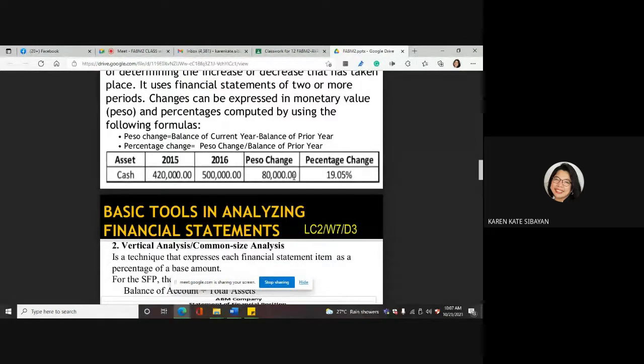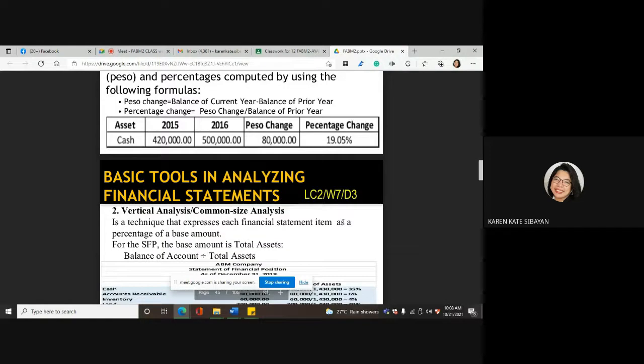How many percent? So the peso change, 80,000, divided by the balance of the prior year, 420,000, times 100, resulting to 19.05%. That is the percentage change. So that's all there is to getting it. Then you will explain.